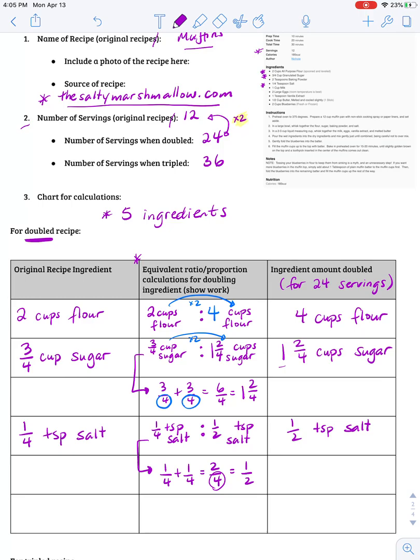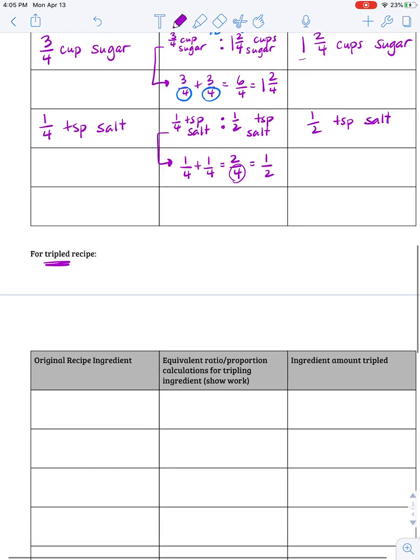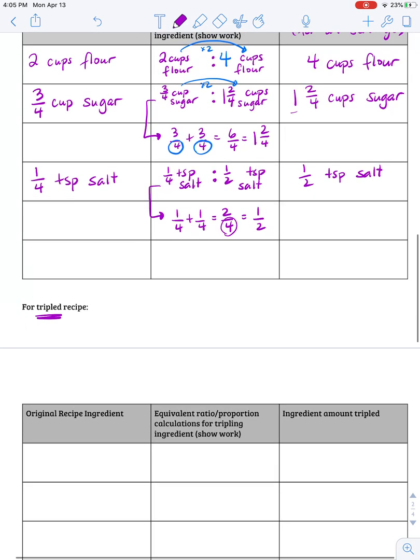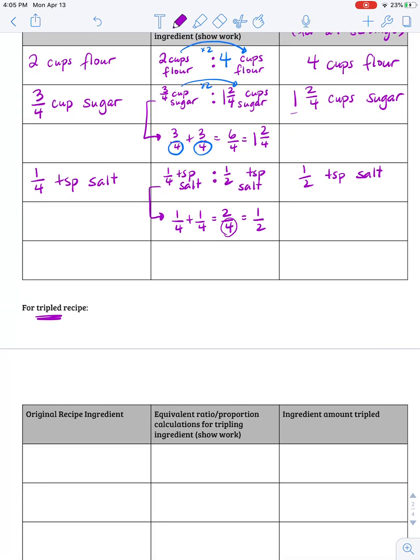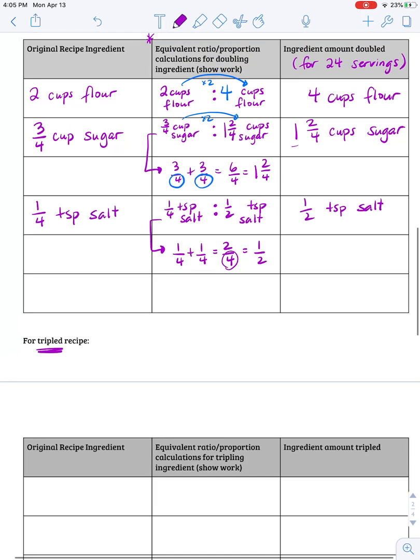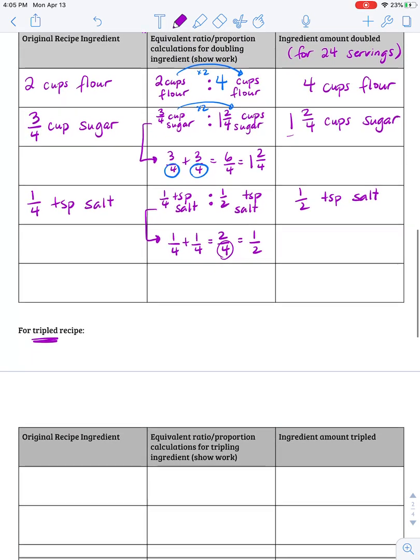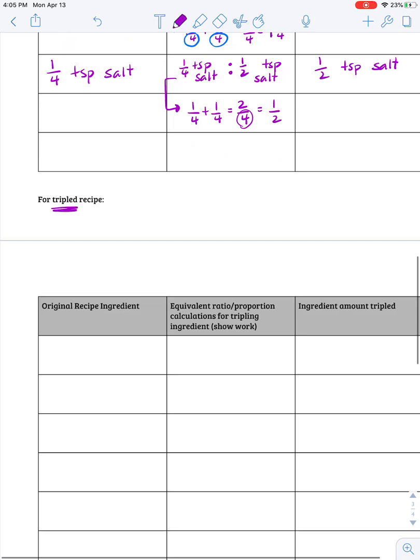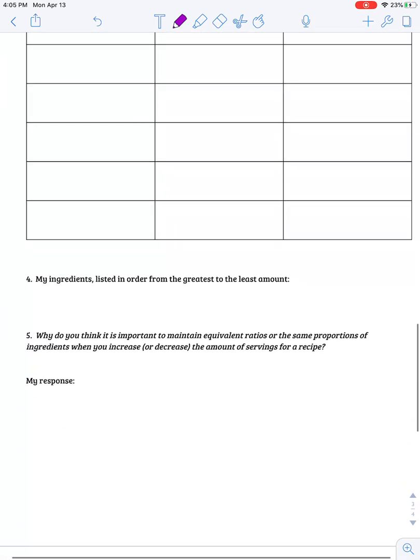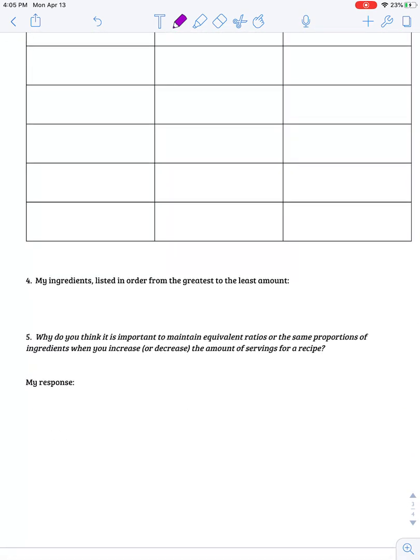So you fill out the chart for the doubled recipe, and then you move on and fill out the chart for the tripled recipe. You can follow the same process as the doubled recipe chart up above, and make sure you show your work as well. For number 4 here, you're listing your ingredients in order from the greatest to least amount. Again, you look at the original recipe and just list it in order from the greatest to the least amount.